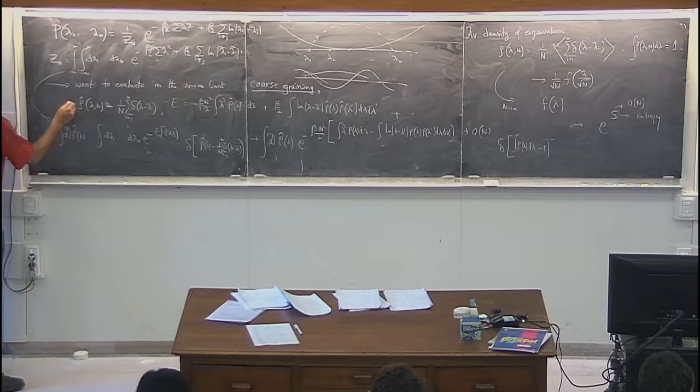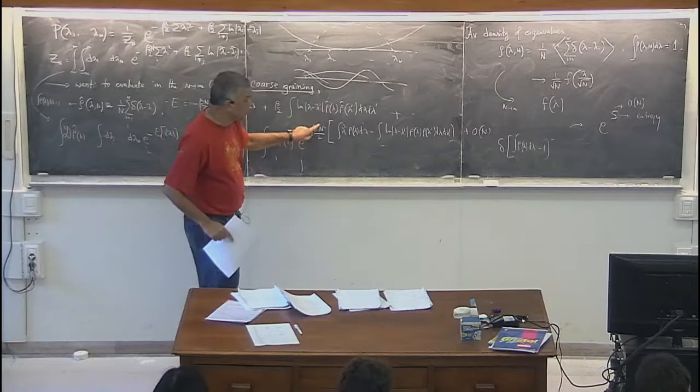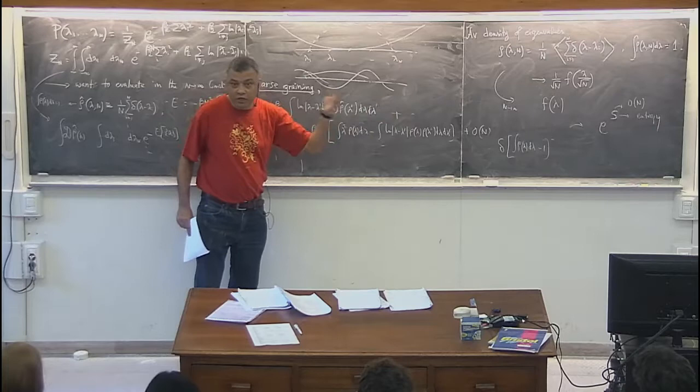Sorry? I don't understand why you... Huh? No, because you see the energy is of order n squared, and the entropy is going to be order n. So in the large n limit, you want to do a saddle point calculation, and the entropy term is basically negligible.